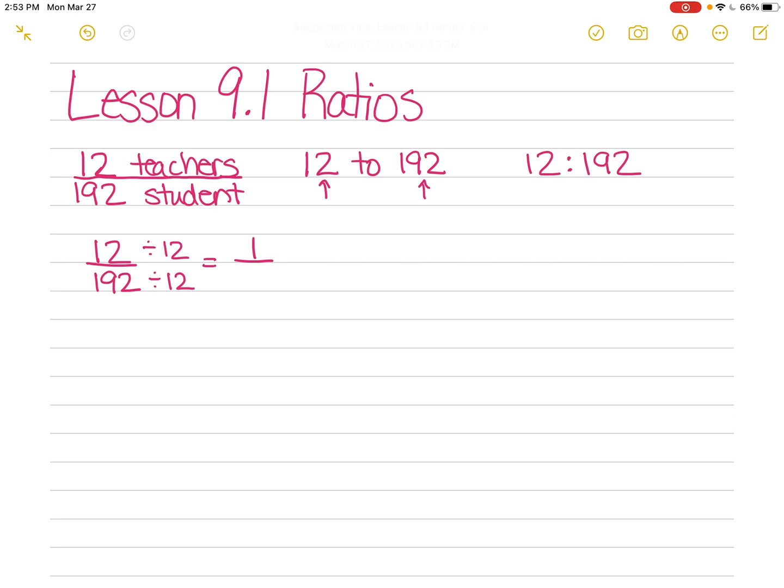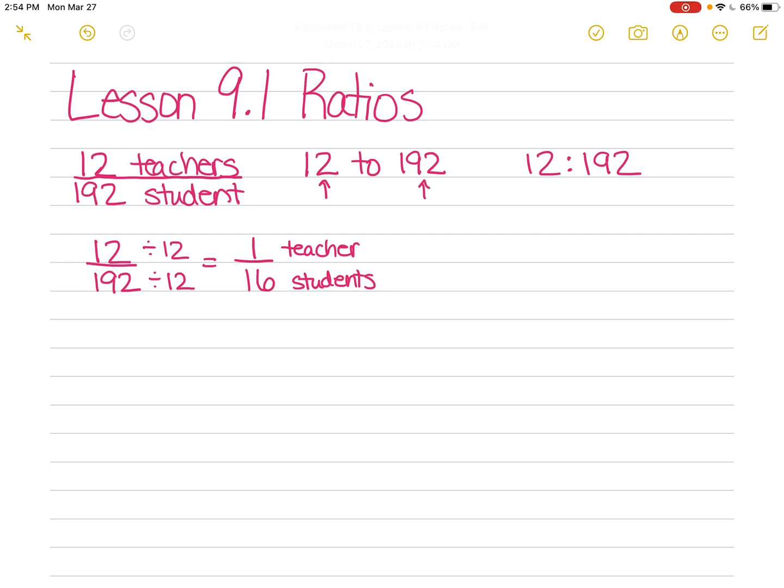12. So that's going to give me 1 when I divide the top by 12. And when I divide the bottom by 12, I'm going to get 16. And so that means for every one teacher in this school, she will have 16 students. Okay? So that's easy, quick. This is what ratios are about, and this is how we do them.